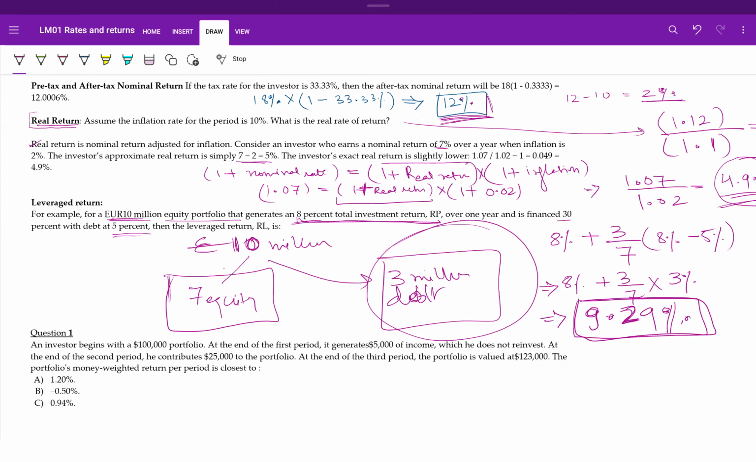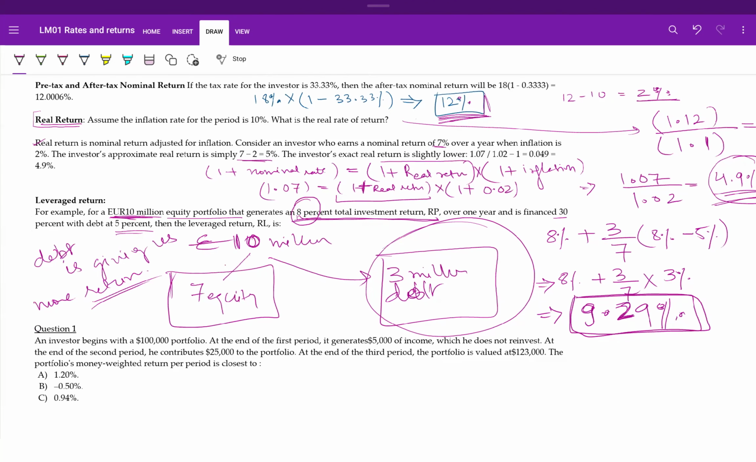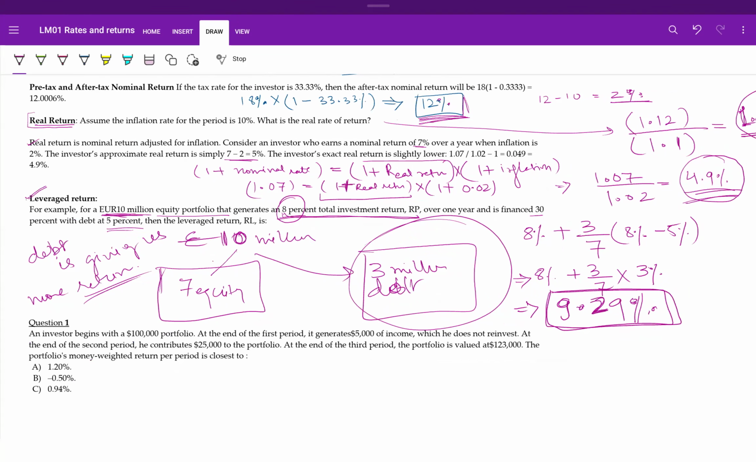On the total investment, we are considering that this is our total return, but the leverage return is 9.29%, which is higher with the use of debt. So debt is giving us more return. I hope this is a little tricky, but this is important. And this leverage return component will help you in your further studies.